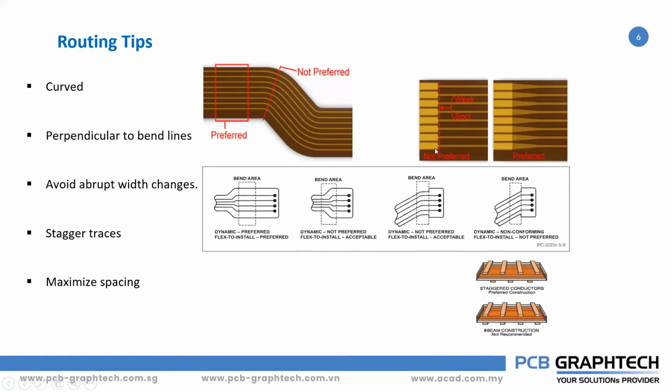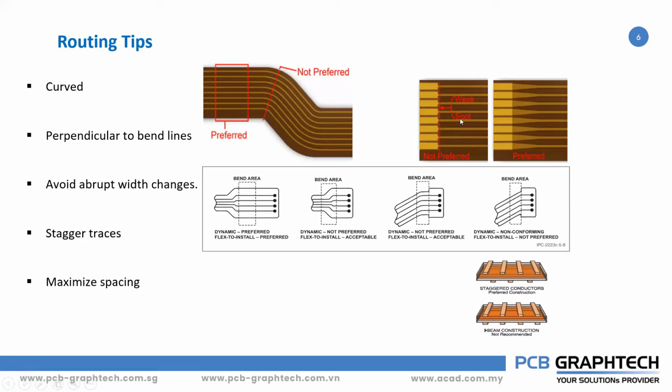And then next, if you go to the top second picture, you can see about avoiding abrupt width changes. What does avoid abrupt width changes mean? Sometimes you will have pads in the flex area. When you have the pads in the flex area and you start routing, you can see the width of the trace touching the pad. This is called the weak spot. The pad width and the trace width are different. This is called the weak spot, and it is not preferred in the flex area, because it reduces the flexibility and reliability of the board.